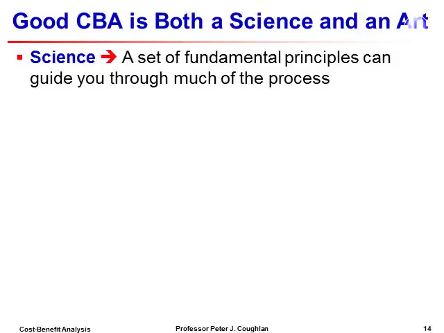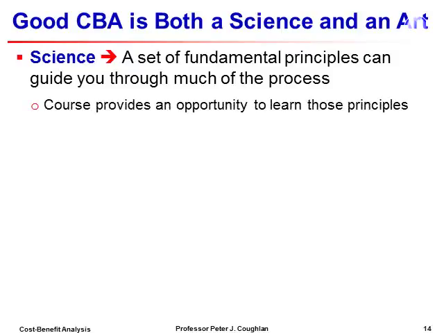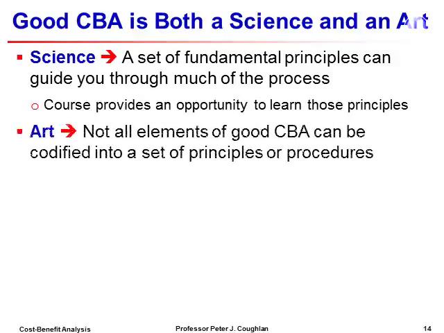But cost-benefit analysis is also an art, right? In other words, not all elements of good cost-benefit analysis can be codified into a set of principles or procedures. I can't give you a checklist, and if you follow the checklist, you'll be as good as any other cost-benefit analyst. It doesn't work that way, right? There are certain things that remain an art. The ability to formulate the most reasonable and robust assumptions. The ability to uncover innovative and original alternative courses of action. The ability to recognize the full range of potential costs and benefits. Identifying creative ways to quantify non-monetary impacts.